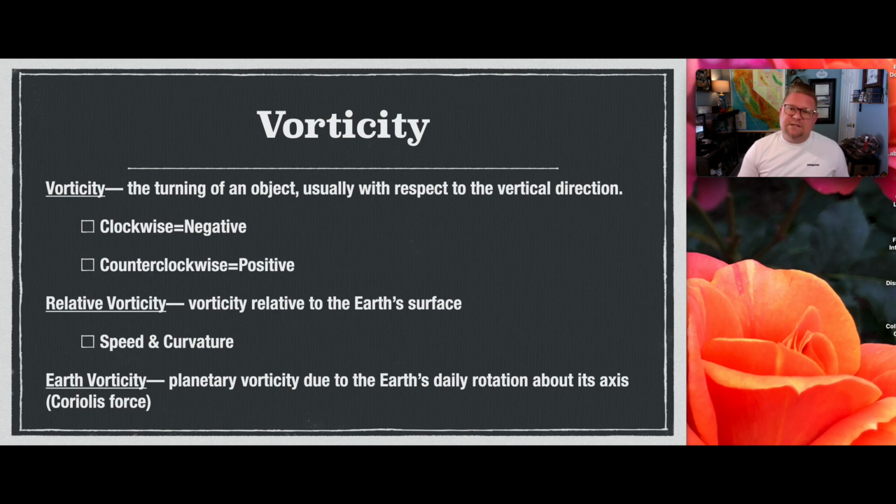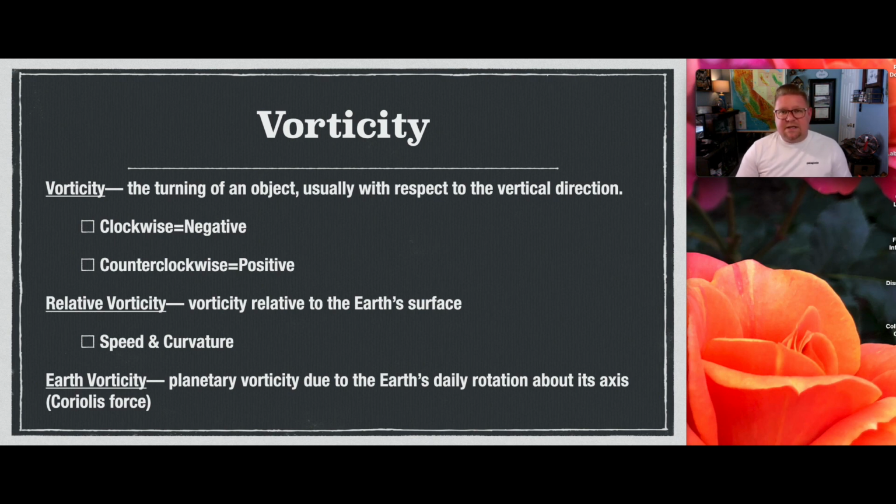Well, vorticity is the turning of an object, usually with respect to the vertical direction. So we classify vorticity as one of two things: clockwise as a negative action, or counterclockwise as a positive action. Now, that being said, relative vorticity means a vorticity that is relative to the Earth's surface, which can be part of, perhaps, speed and or the curvature of the Earth itself, and those will certainly play a role on the vorticity observed.